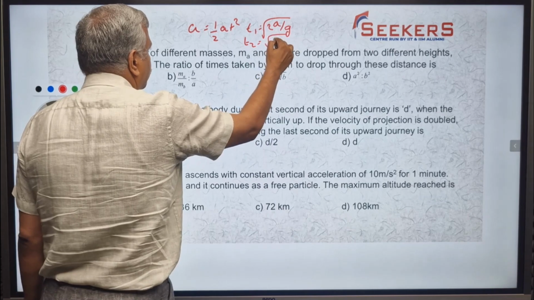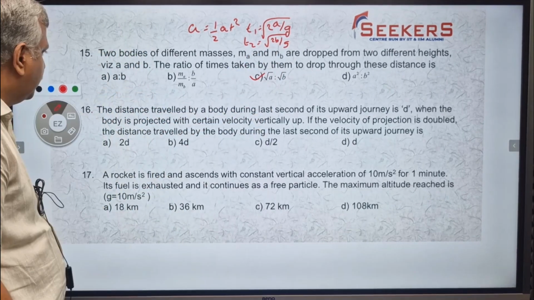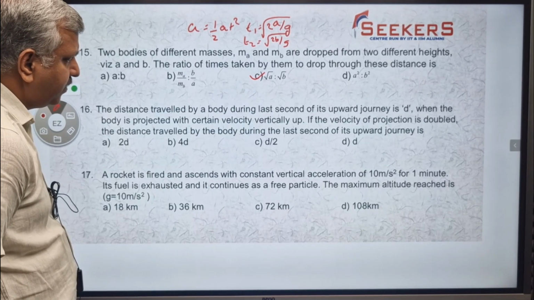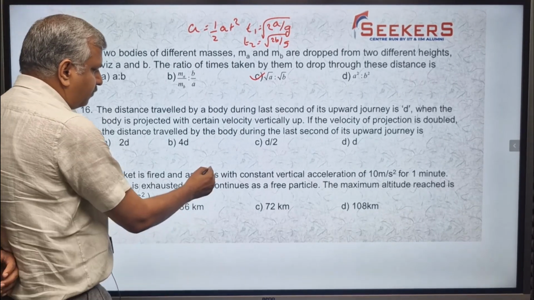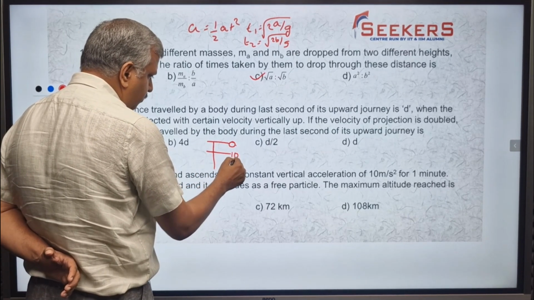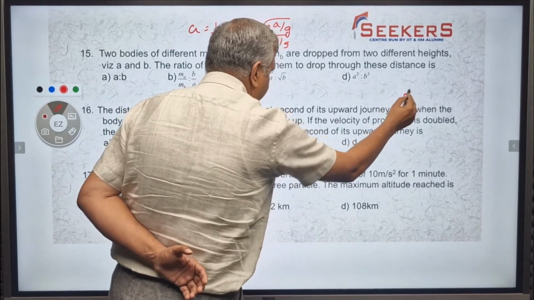T2 will become equal to square root of 2b by g. So T1 by T2 will become root a by root b. The distance travelled by a body during the last second of its upward journey is d. So the body was sent upwards. The last second means here it would be 0, here it would be 10. So that means b itself is equal to 5. So this is equal to 5.